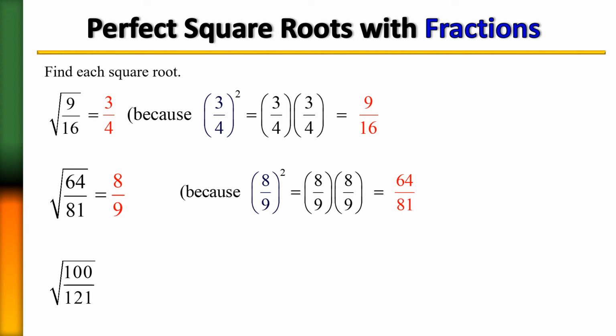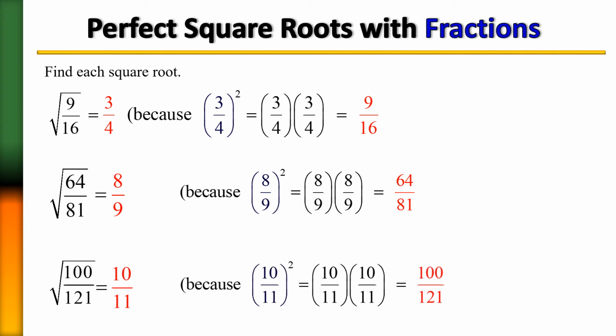What is the square root of 100 over 121? Again, we want to know what number, when we square it, will equal 100 over 121. If you said 10/11, that is correct, because when you square 10/11, 10 times 10 is 100, 11 times 11 is 121. So again, the square root of 100 over 121 equals 10 over 11.